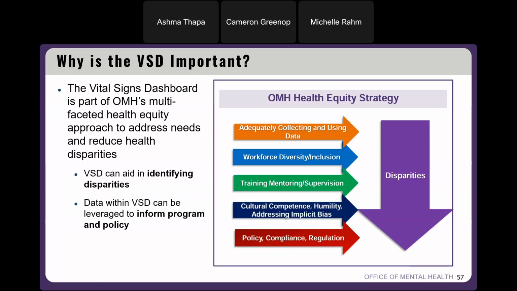So, why is the VSD important? It is important because it really helps to identify emerging and persistent disparities, and it also helps provide input to OMH's quality strategy to improve the public mental health system. You can see the more data that we collect on workforce diversity, inclusion, training, mentoring, and supervision can all be affected by VSD and can help reduce disparities.